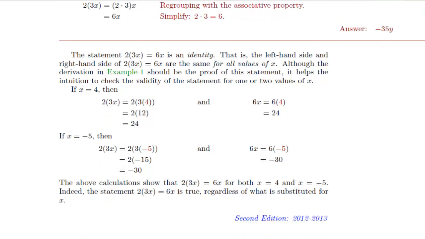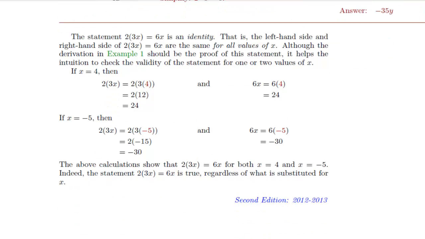What if x is negative 5? Then we get 3 times negative 5 is negative 15, and 2 times negative 15 is negative 30. Similarly, 6 times negative 5 is also negative 30. The above calculations show that 2 times the product of 3 and x equals the product of 6 and x, for both x equals 4 and x equals negative 5. Indeed, the statement 2 times the product of 3 and x equals the product of 6 and x is true, regardless of what is substituted for x.